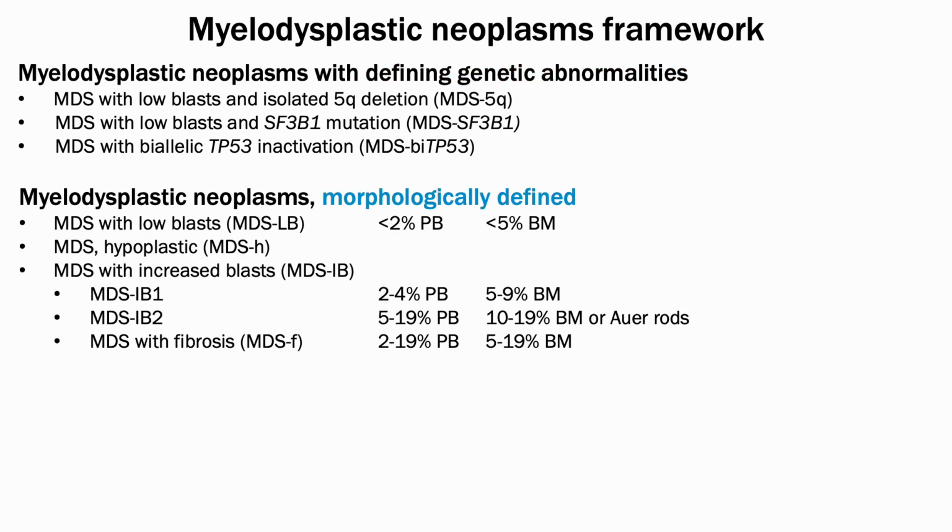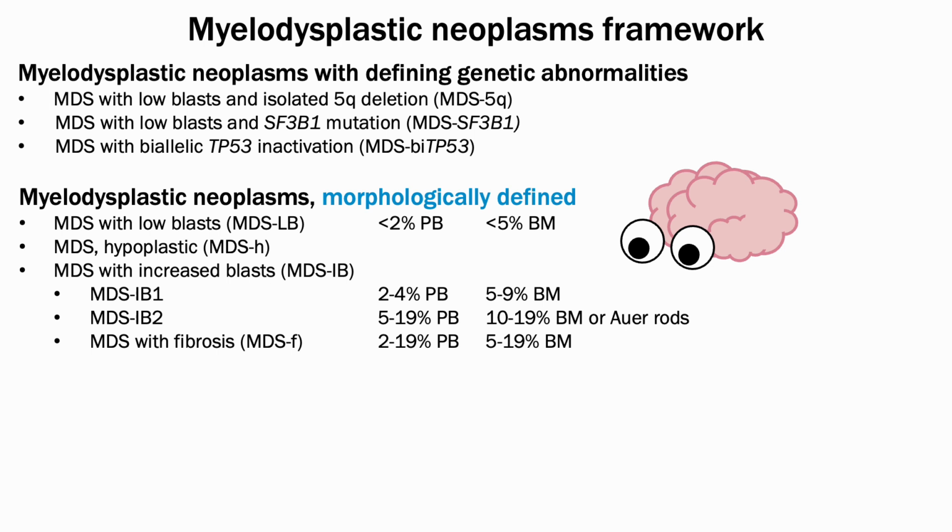For the most part, MDS morphologically defined is subdivided by blast count, where you have MDS with low blasts and MDS with increased blasts, and MDS with increased blasts is further subdivided into MDS-IB1 and MDS-IB2. And you have these blast cutoffs which are different between peripheral blood and marrow.